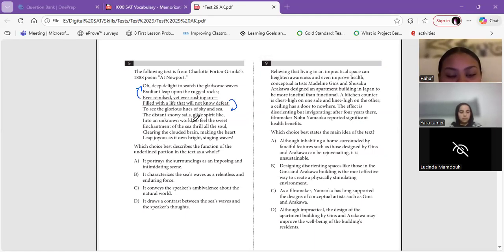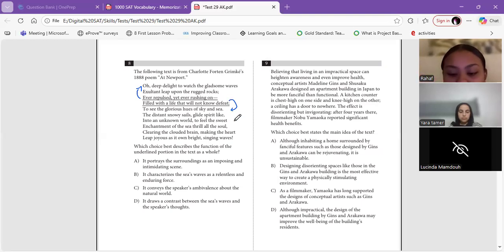Oh, deep delight to watch the gladsome waves, exultant leap upon the rugged rocks. Ever repulsed, yet ever rushing on, filled with a light that will not know defeat. To see the glorious hue of the sky and the sea.